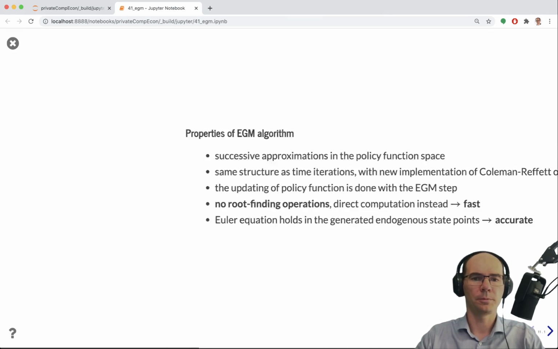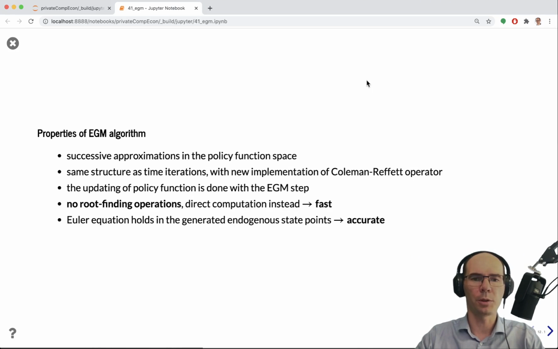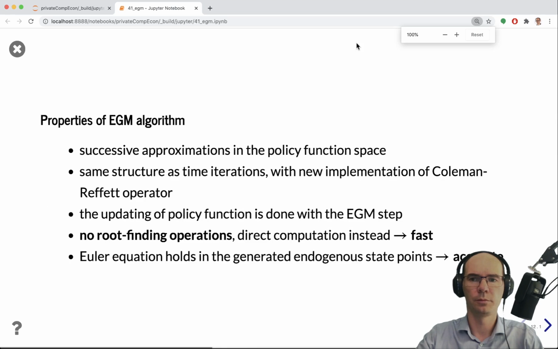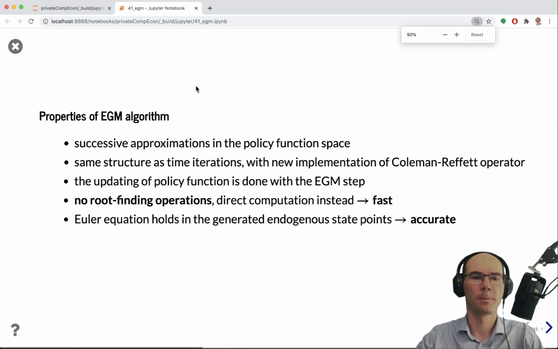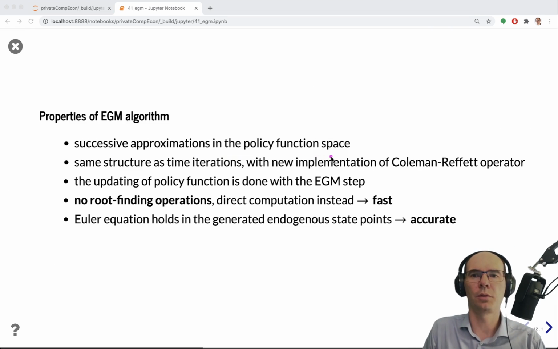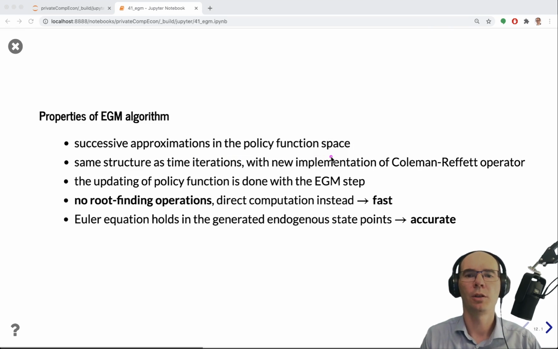So, what are the properties of the EGM algorithm? Well, it's a successive approximation solver in the policy function space. Let's be clear about that. And it needs to converge in the policy space in order to solve the infinite horizon problem, just as VFI or the time iteration solvers.